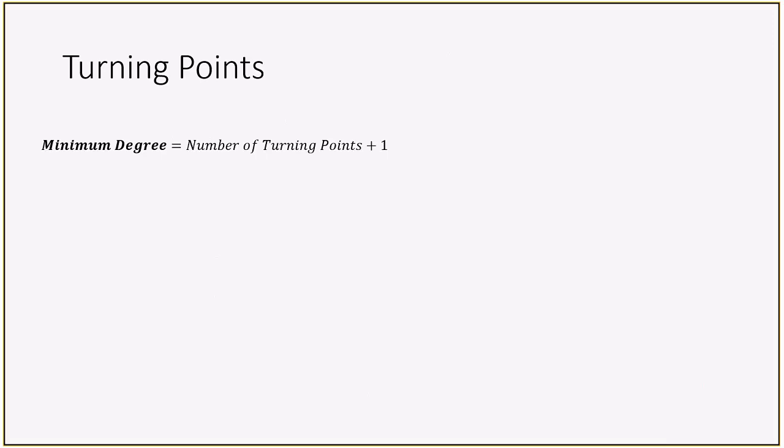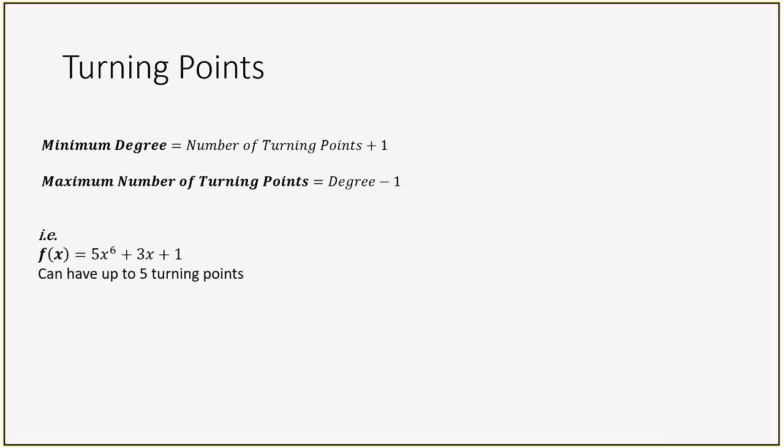A turning point on a graph is exactly what you would think it would be. If you start to draw and you're going up and then you move down, that's a turning point. You're going down and then you have to move up, that's a turning point. A cute relationship between degrees and turning points is that your minimum degree is always equal to your number of turning points plus 1. And we can flip this idea: your maximum number of turning points has to be equal to your degree minus 1.